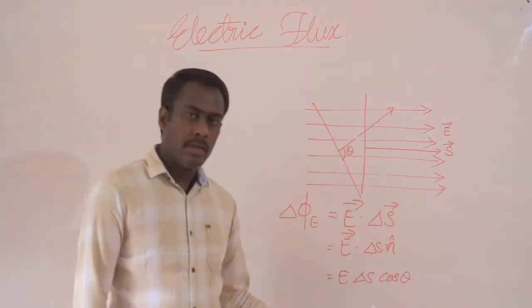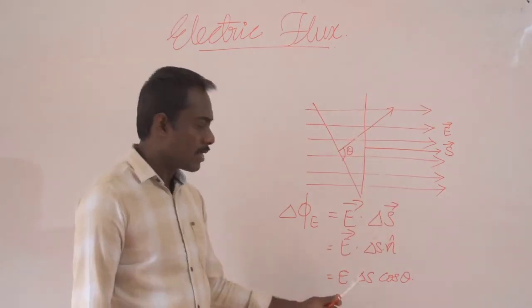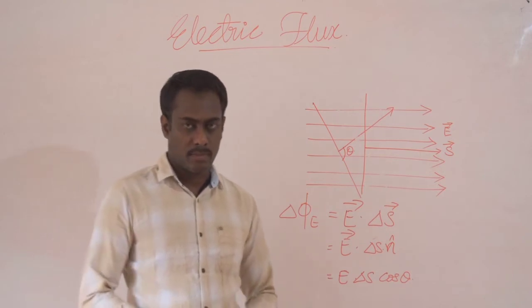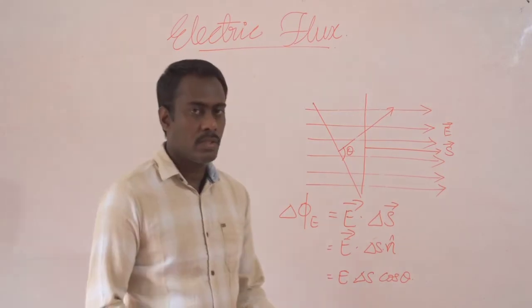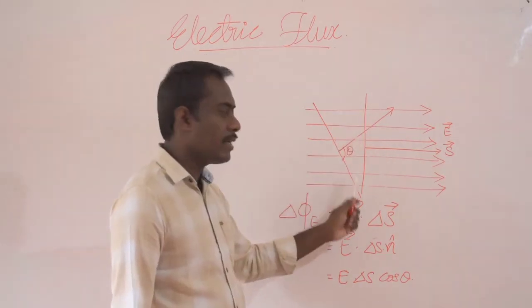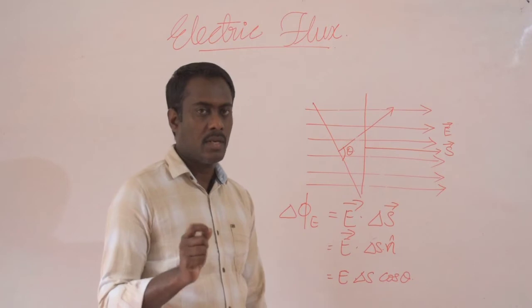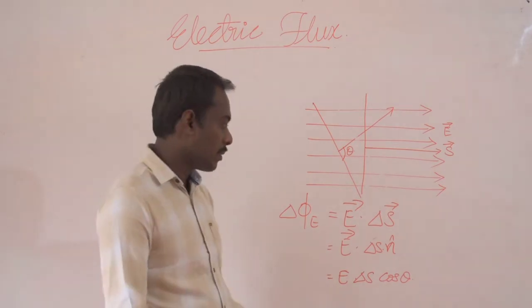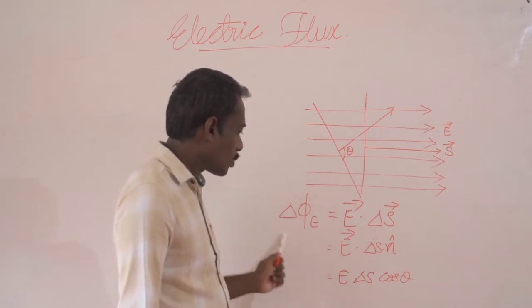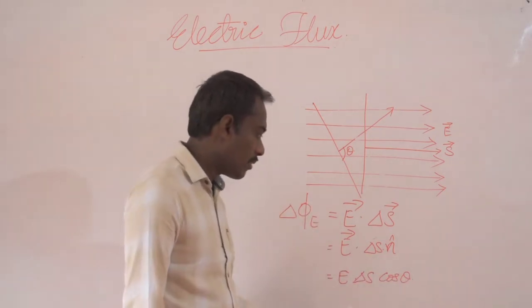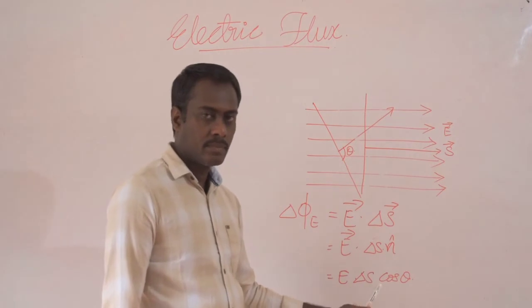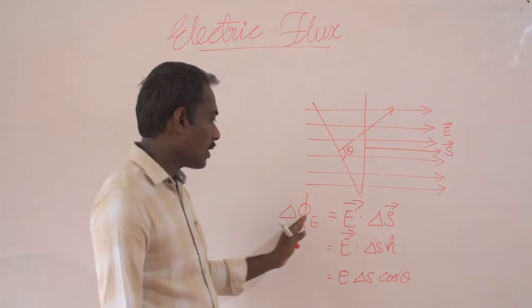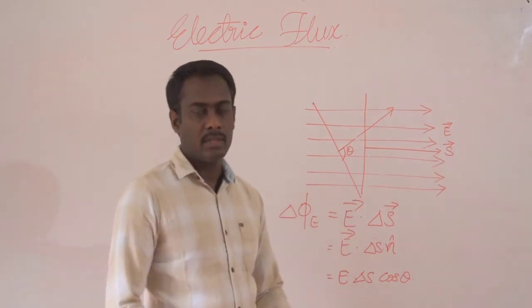Now, this equation can be generalized to calculate the electric flux through any given surface. For doing this, we divide the area into small area elements and then sum together the electric flux through each area element. We have this equation and we sum them together so that we can get the total electric flux through any given surface area.